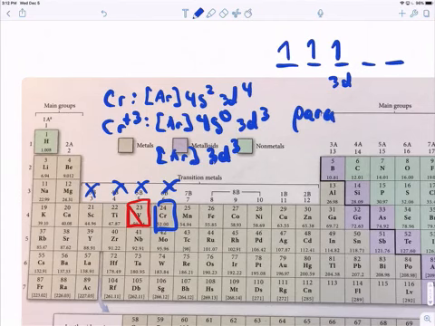So the 3d orbitals are known as degenerate, meaning same energy level. And when you have degenerate orbitals, the electrons add one at a time with parallel spins. That's known as Hund's rule.